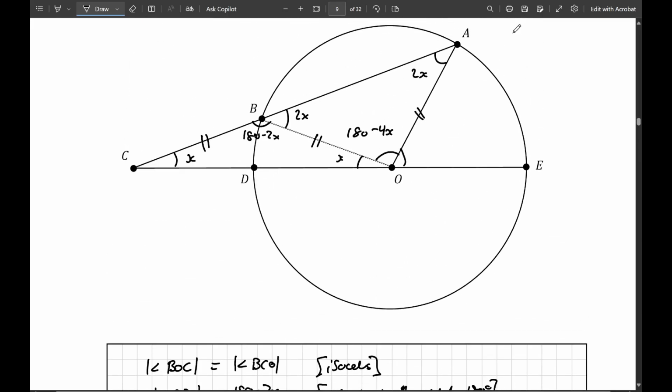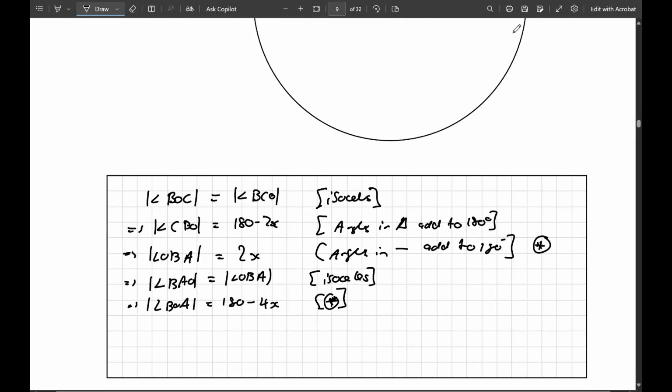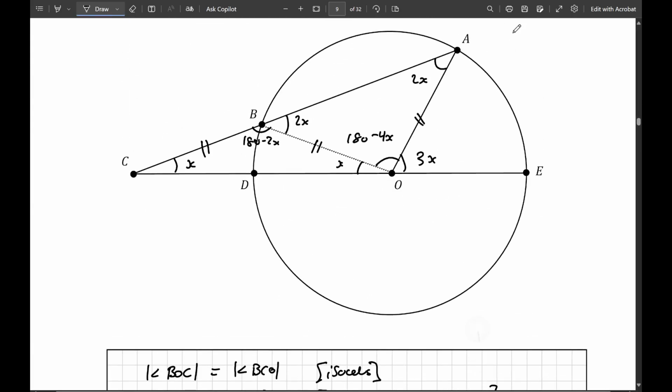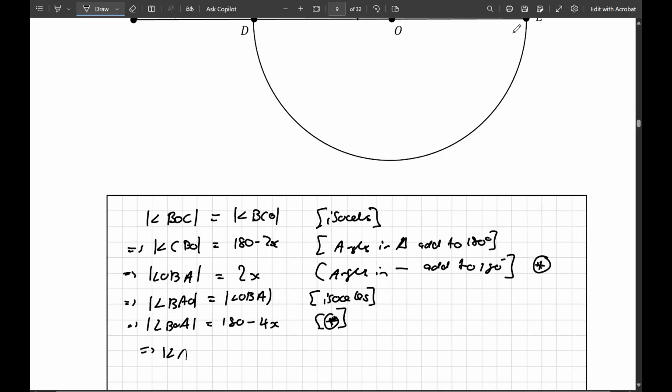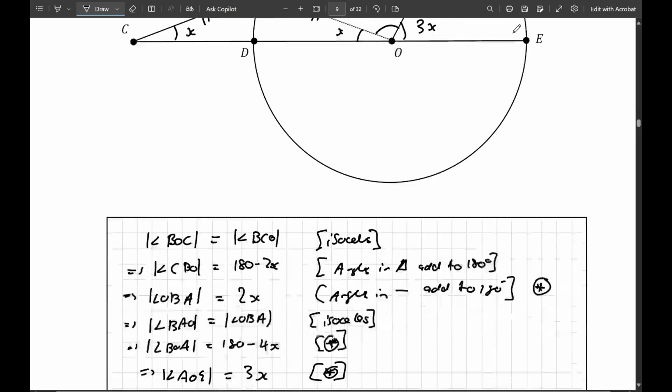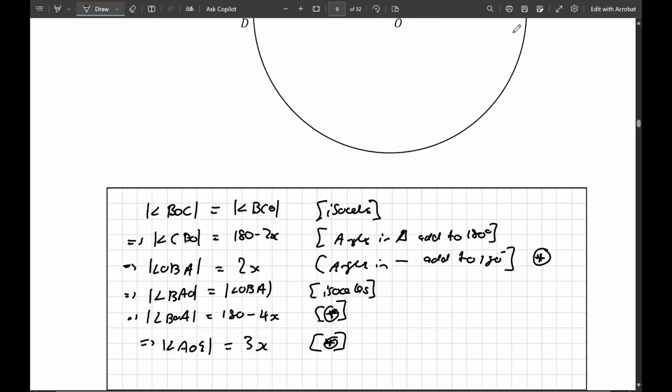So therefore, this angle here, 180 take away 3x, so this has to be 3x. 3x plus 4x take away. So that implies angle AOE is 3x, again, by that. Now, 180 minus 4x, that should actually be something else. So I'll mark that as T instead of an asterisk.